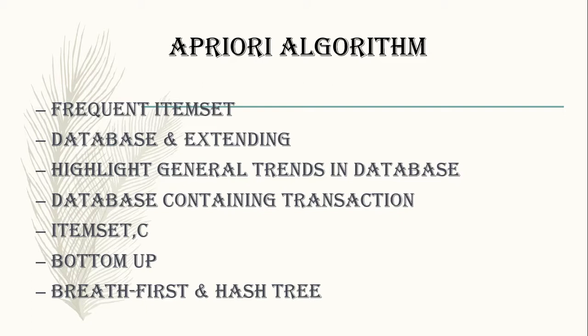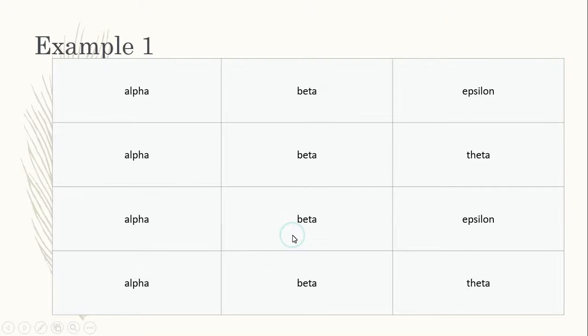Now let's move to the next point, that is breadth first and the hash tree. The Apriori algorithm uses breadth first search and a hash tree structure to count the candidate item sets. That's why the Apriori algorithm uses the breadth first search and the hash tree. Now let's start with one example, example 1, which is given in front of you.